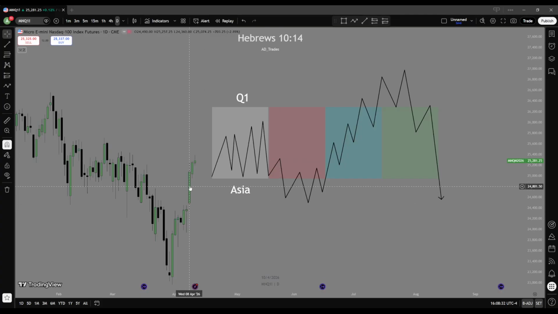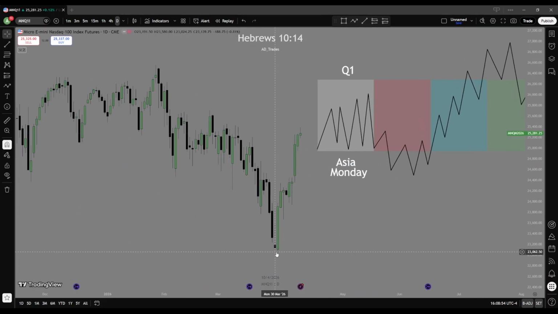Yes, we have crazy moves sometimes if Trump's speaking or if a war is going on. But generally speaking, again, this is not perfect. This is not law. This is not every time, but it's a good framework to have. Generally speaking, Asia session does consolidate. We don't really do anything. It just moves up and down a little bit. It is also Monday. Monday also is one of those days that just doesn't really do anything, right?